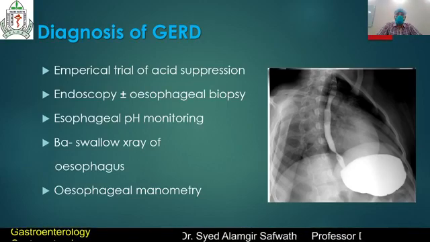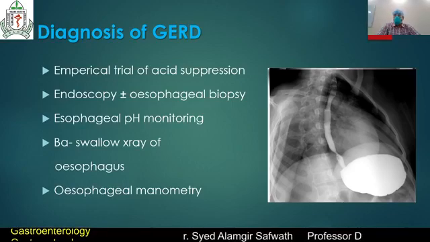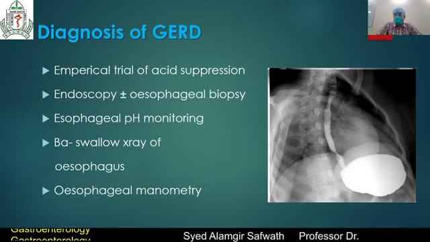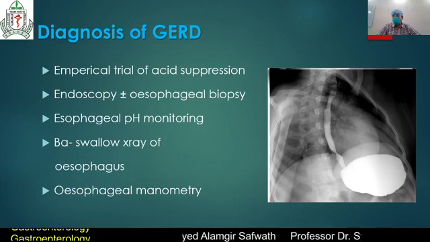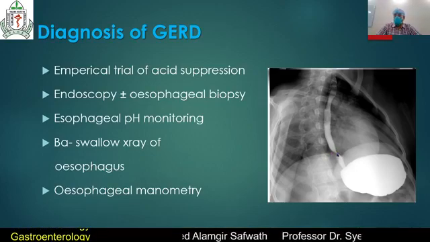Especially if the patient is complaining of dysphagia, if you want to find out the narrow segment of the esophagus, then you can go for a barium. And here you can see at the lower end of the esophagus, there is a narrowing, a smooth narrowing at the lower end of the esophagus.